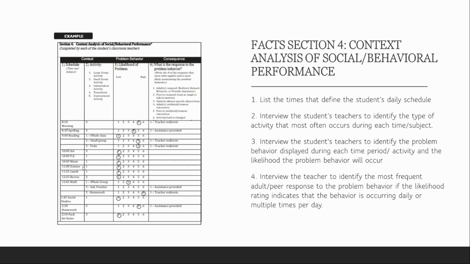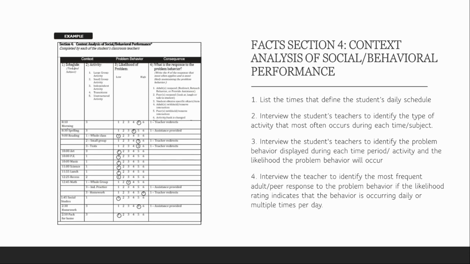So they're going to have to interview the student's teachers to identify the type of activity that most often occurs during each time during that subject. They're then going to talk to that student's teacher to identify the problem behavior that's displayed during each time period and the activity, and the likelihood that that problem is going to occur. They're also going to talk during that interview with that teacher to identify the most frequent adult and peer response to the problem behavior, if the likelihood rating indicates that the behavior is occurring daily or multiple times a day.